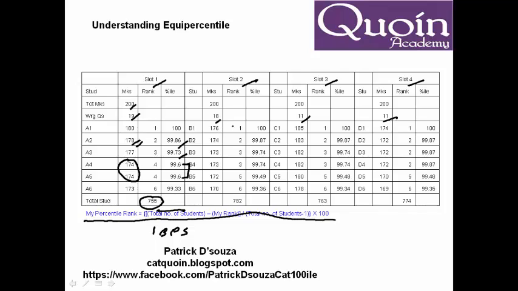Same way in the second slot, the first ranker will be 100. Second, 99.87 based on this formula. Now if you look at it, the second ranker in slot 2 has a slightly higher percentile than the second ranker in slot 1 because there are more students in slot 2 than slot 1. This will not make a big difference in the actual CET because the number of students is huge. So ideally the second ranker and third ranker will get similar percentiles and there may not be any difference in the percentiles.